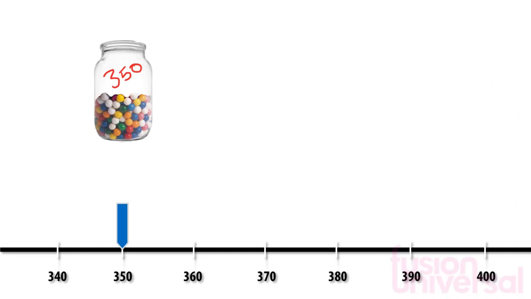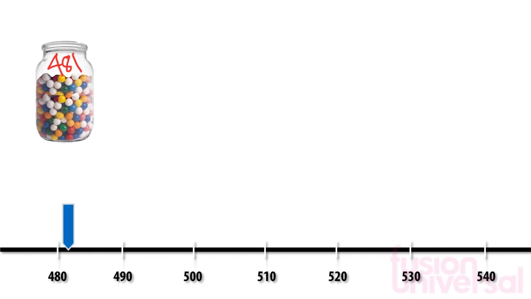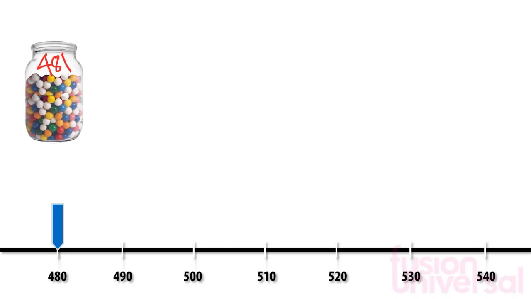350 is an exact multiple of 10, so it is already rounded. We don't need to round it any further, just leave it as it is. Finally, 481 is closer to 480 than it is to 490, so we round it down to 480.